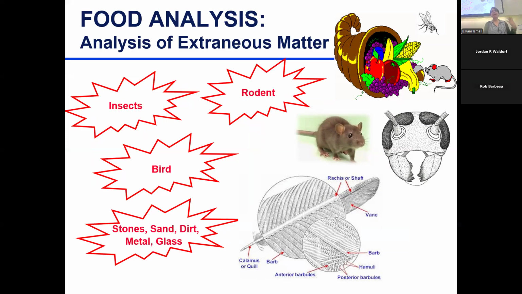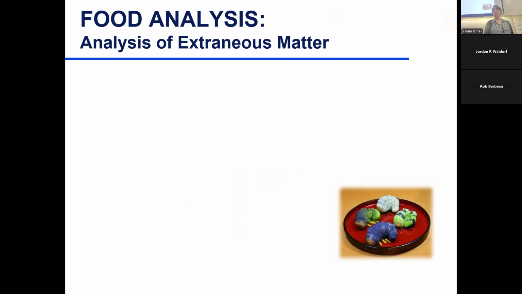Rodent hair, for example, insect wing, a bird feather, more than one wing, I'm telling you, there may be multiple. And then other things that you don't want that are not necessarily of biological origin: stones, sand, dirt, metal, glass. All of these can wind up in your food, and there is no escaping.